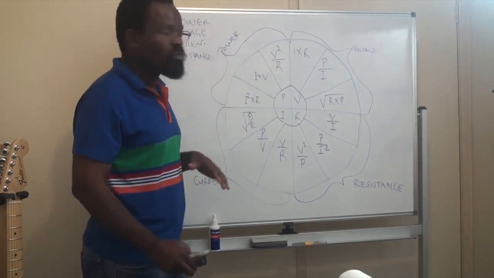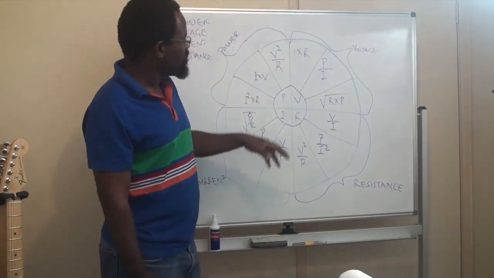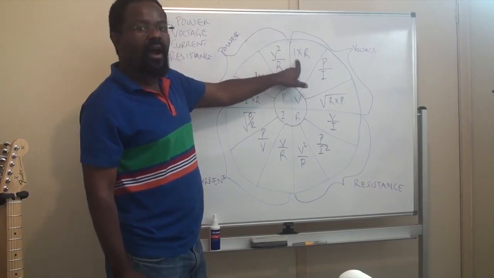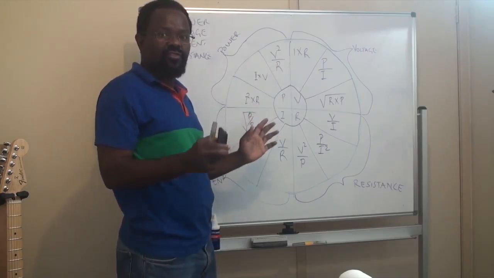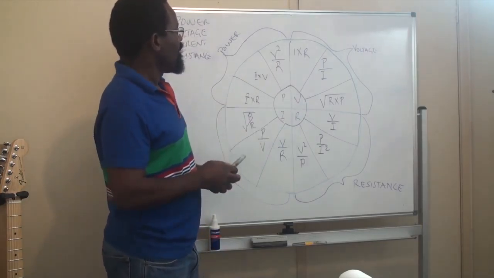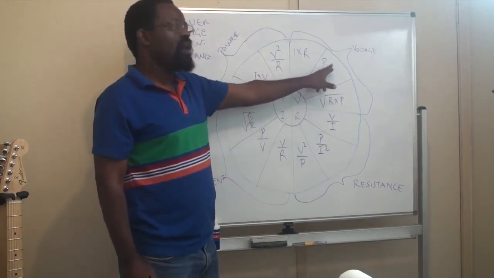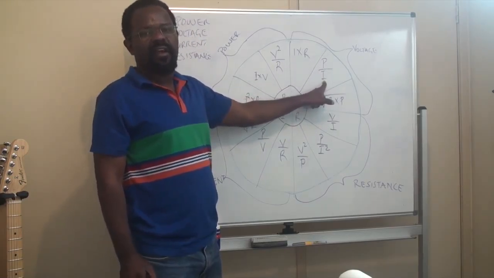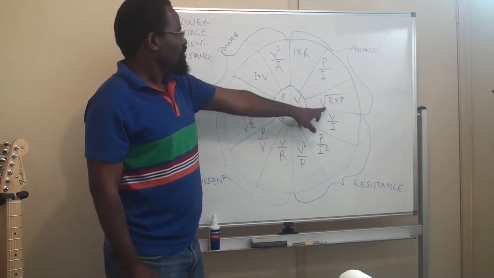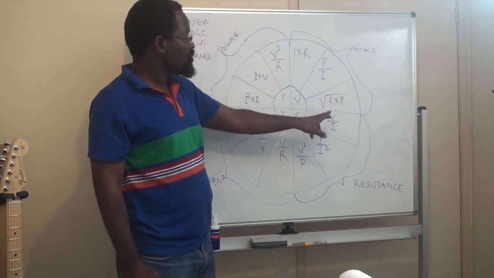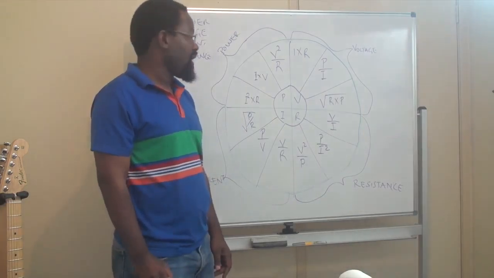So let's work out the formulas, starting from the voltage. Voltage is equal to I times R, which is your current times your resistance. Your voltage is also equal to power divided by current, and your voltage is also equal to the square root of the resistance times the power.